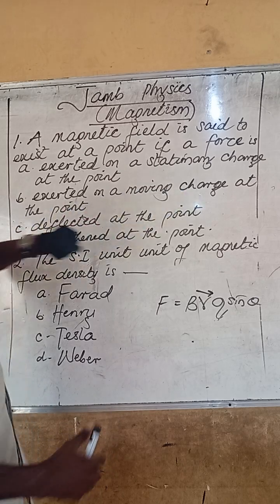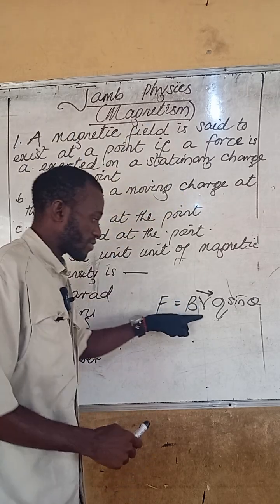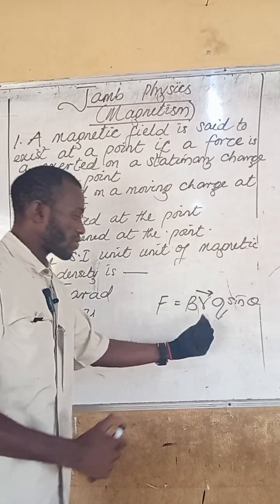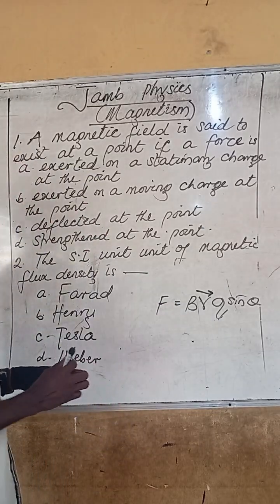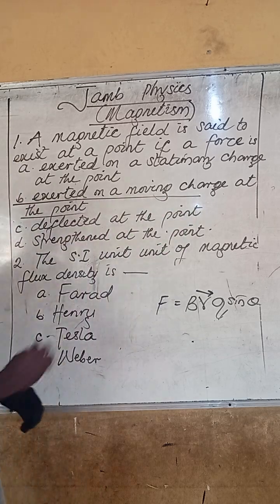All right, let's look at this one that makes sense. It says exerted on a moving charge at that point. That makes sense. If the charge has velocity, it's therefore what? Moving. So if it has velocity, it's a moving charge, so it means the force will act on it. So the answer is going to be B.